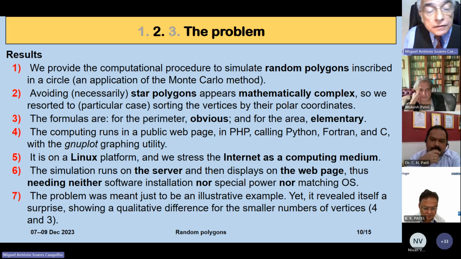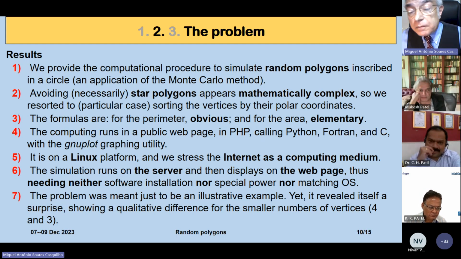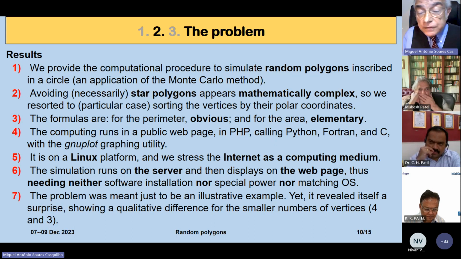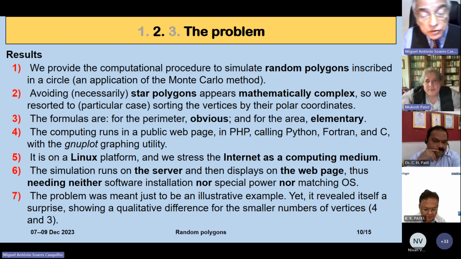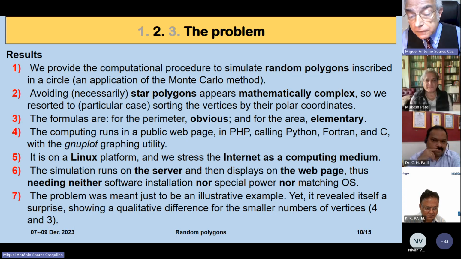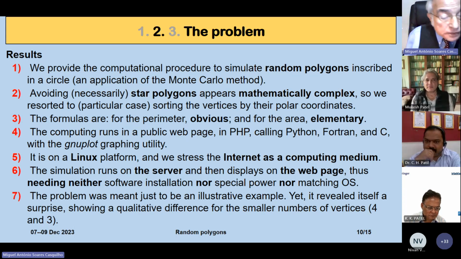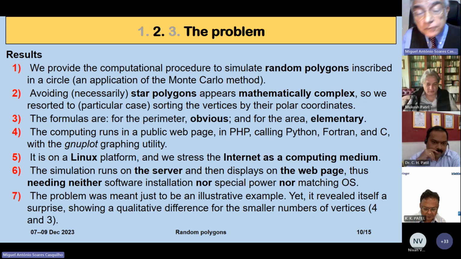The computing runs in a public web page in PHP, calling Python, Fortran, and C with the GNUplot graphing utility. It is on a Linux platform, etc. Sixth, the simulation runs on the server, so you have to install nothing, and your computer does not have to have a special power or matching operating system. The problem was meant just to be an illustrative example, yet it revealed itself surprising, showing a qualitative difference for the smaller number of vertices.